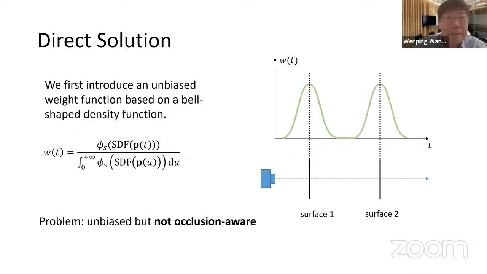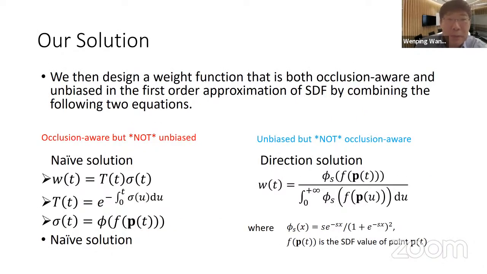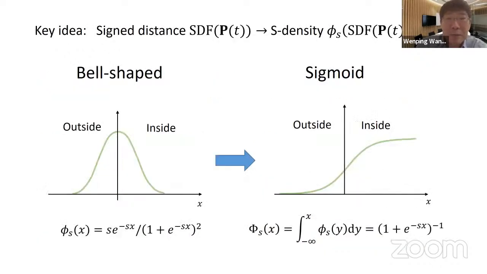All right, how to get these correct weight functions? It's very easy to get unbiased functions, but this solution is not occlusion aware. So we're in a situation. We either have a solution which is occlusion aware but not unbiased, or is unbiased but not occlusion aware. Then the details of our derivation is to combine these two ideas together. I will mention just the key results.